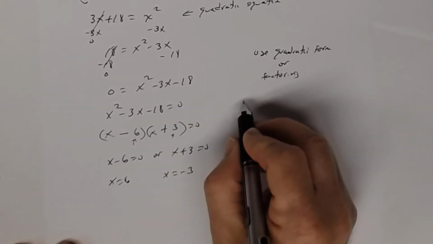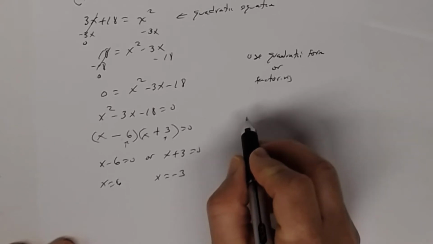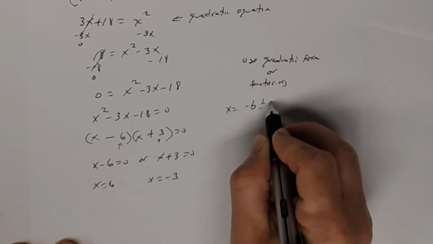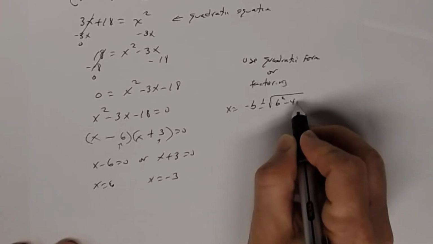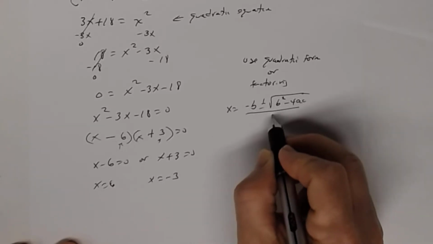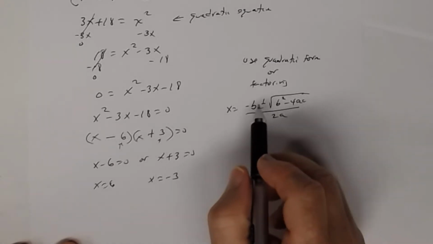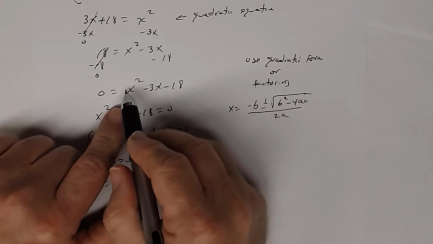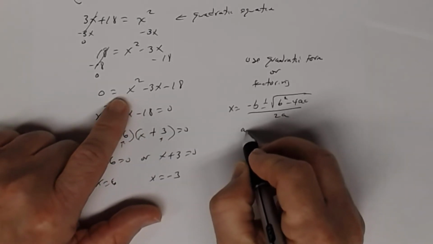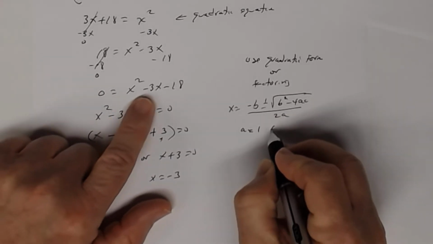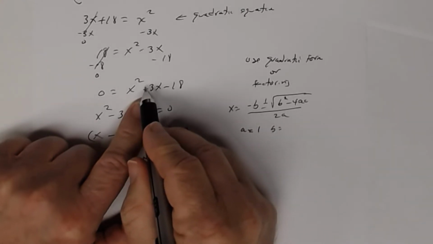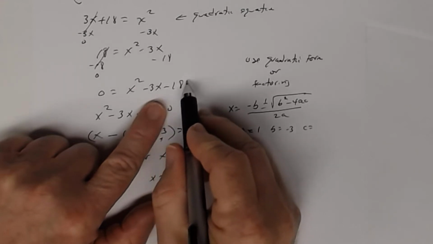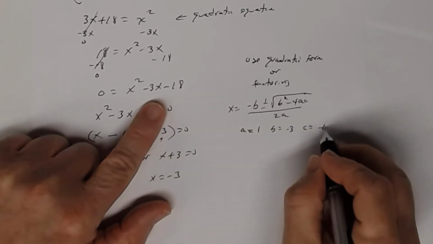So let's do the same problem using the quadratic formula. Remember, the quadratic formula says this: x equals the opposite of b plus or minus the square root of b squared minus 4ac, all of that being divided by 2a. And so in this case, remember a, b, and c. a is the coefficient of x squared, so a is 1. b is the coefficient of x, so b is negative 3. And c is the constant, which is a negative 18.